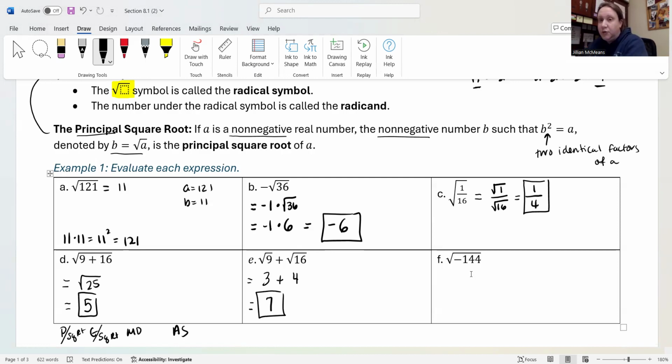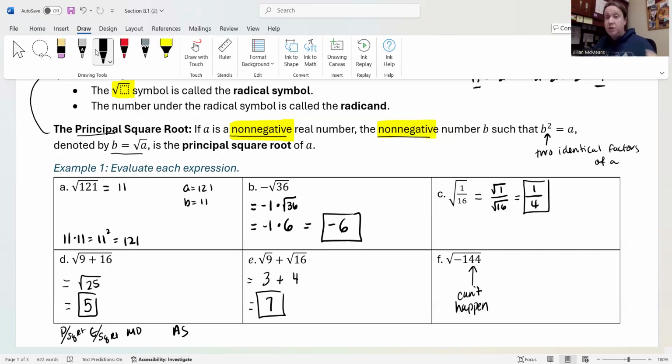And then finally, we have to really test ourselves. Do we understand the definition of a principal square root? One thing that's really important in our definition of principal square root is this word non-negative, okay? The principal square root says that if A is a non-negative number, then there exists some non-negative number B, such that if I square it, I get A, okay? So we can't have this. This can't happen, because negative 144 is not non-negative, but let's really think about that.